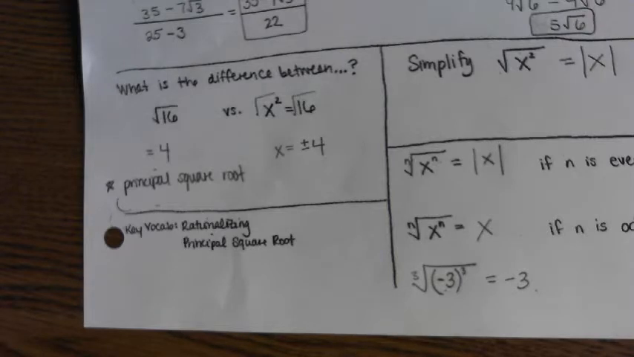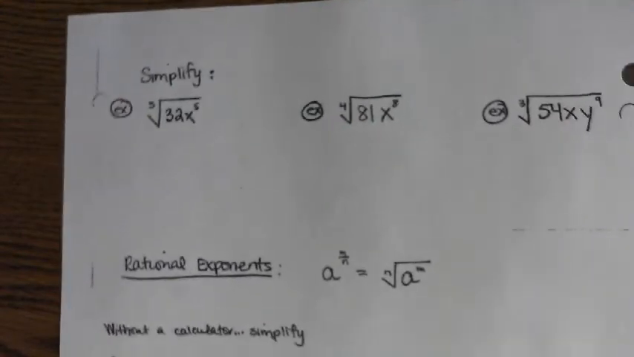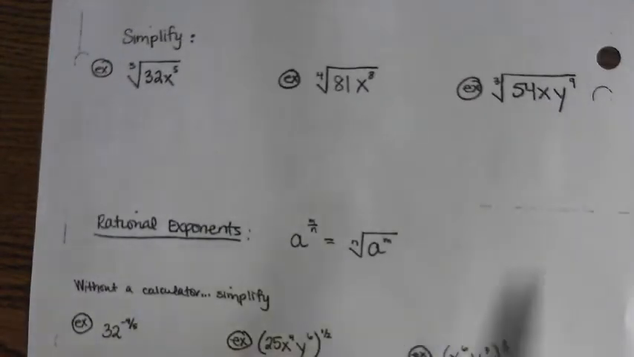Key vocab, we've got rationalizing, you know what that means, to get rid of the radical in the denominator, and then principal square root. Any questions? Okie doke. What's on the back? We jump up to fifth roots, fourth roots, third roots.